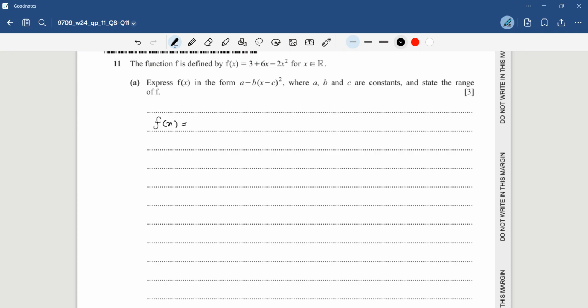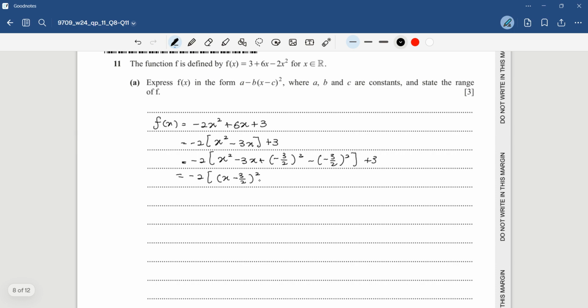So for f(x), I use my completing the square method. It's going to be negative 2x squared plus 6x plus 3. So I factorize the negative 2 outside. So x squared minus 3x plus 3. I only factorize for a and b only. For c, I'll leave it like that. So negative 2 times x squared minus 3x plus (negative 3 over 2) squared minus (negative 3 over 2) squared, plus 3. So negative 2 times (x minus 3 over 2) squared minus 9 over 4, plus 3.